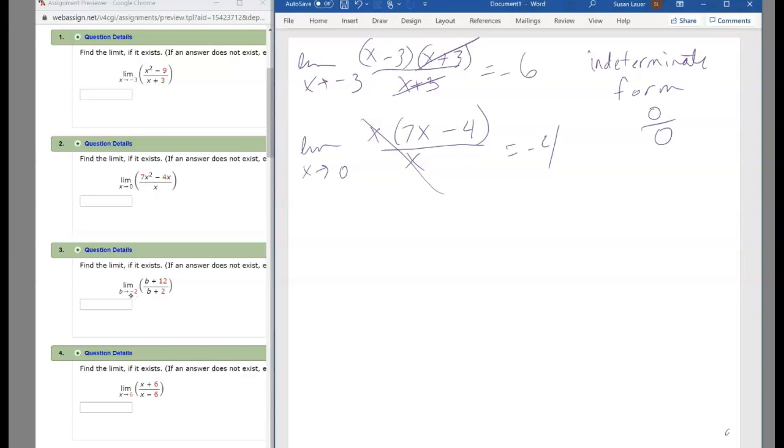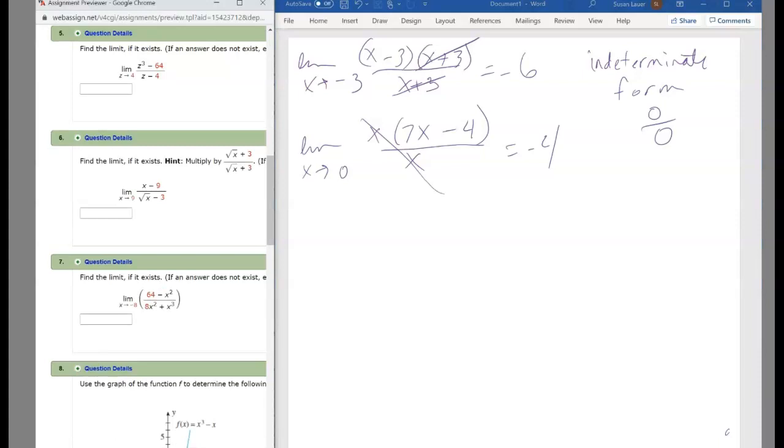In this one, you put in -2. I have -2 plus 12 gives me a 10, but -2 plus 2 gives me 0. So 10 over 0 does not exist. So there are a few like that, so watch for them.